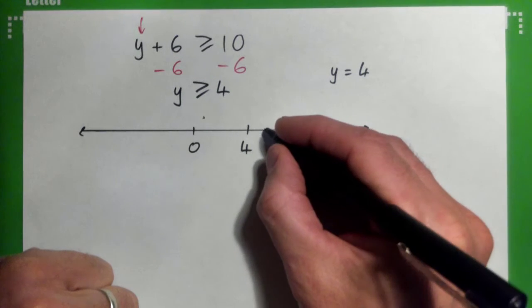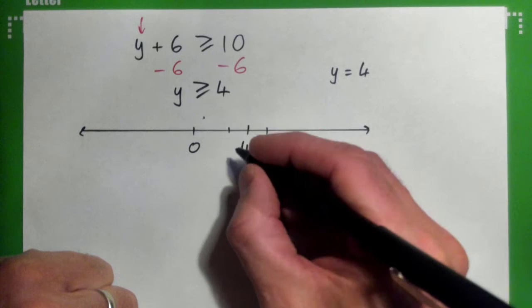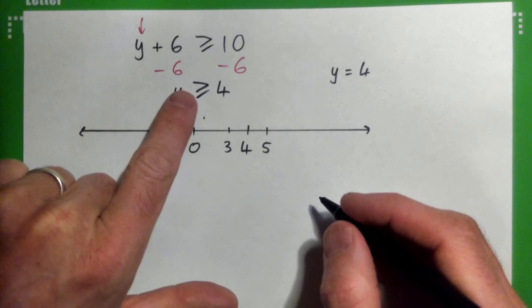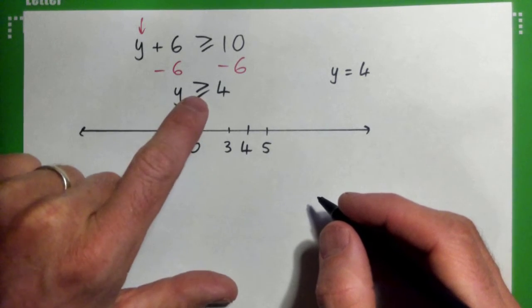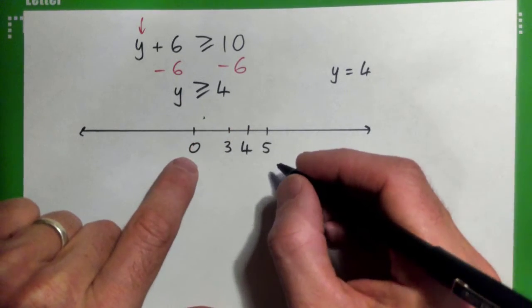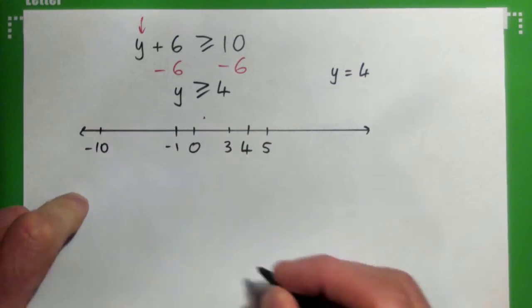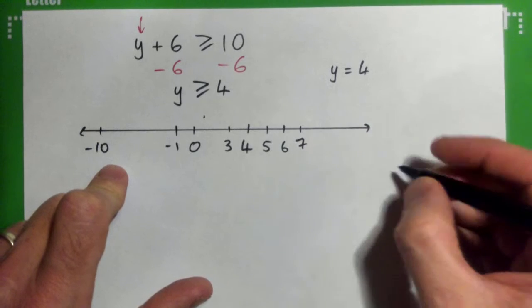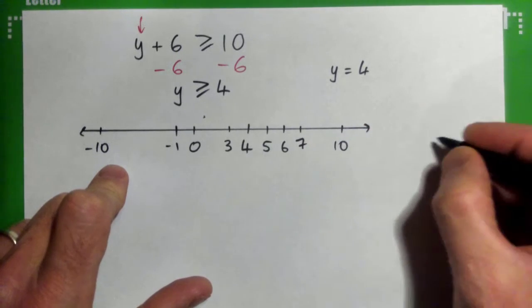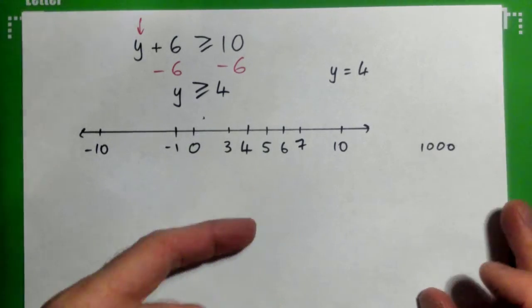So that implies 5 works, but how about 3? Does 3 work for this? So 3 is not greater than or equal to 4. So 3 won't work, and neither will 2, neither will 0, neither will -1, neither will -10. That also won't work, right? But 6 works, and so does 7, and so does 10, and so does 1,000, and whatever else is greater than or equal to 4.